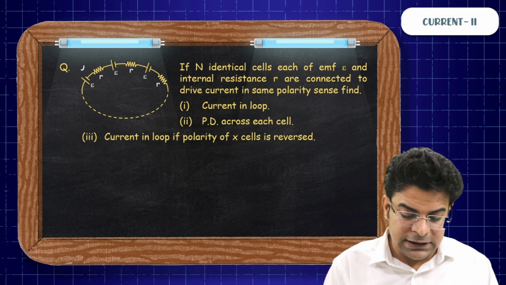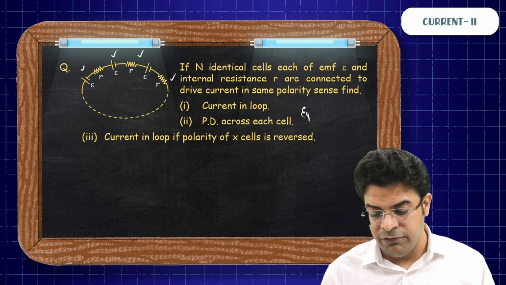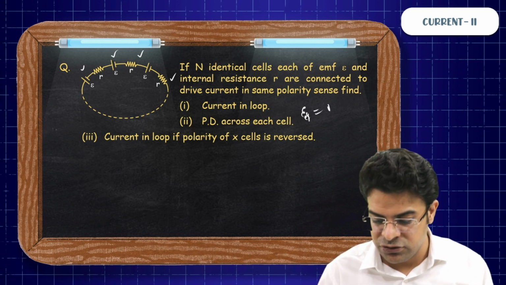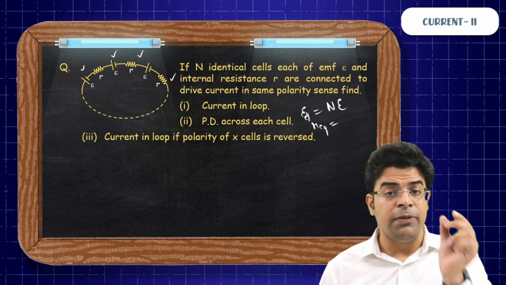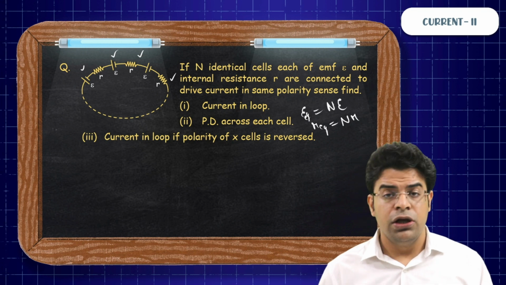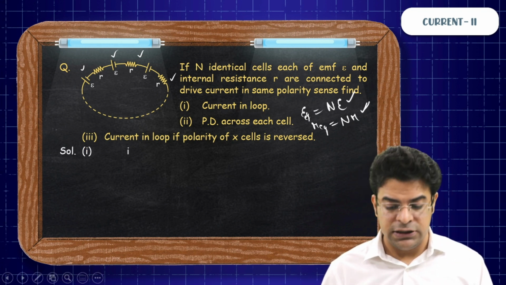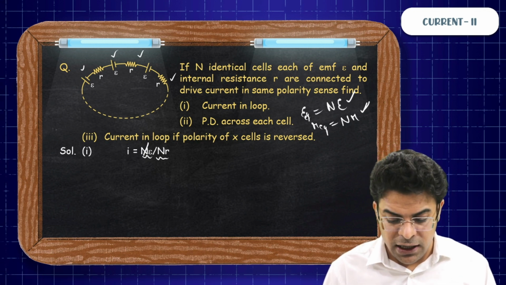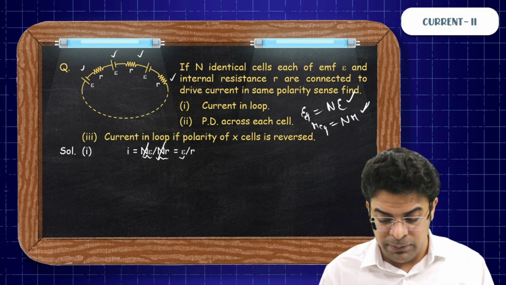Since all the cells try to drive the current in the same sense, the equivalent EMF will be equal to E plus E plus E, n times, so that will be nE. The equivalent resistance will be equal to R plus R plus R, n times, so you get nR. So the current in the loop has to be the equivalent EMF divided by the equivalent resistance, which comes out to be nE by nR. If you cancel out n in both numerator and denominator, you get the current in the loop to be E by R.